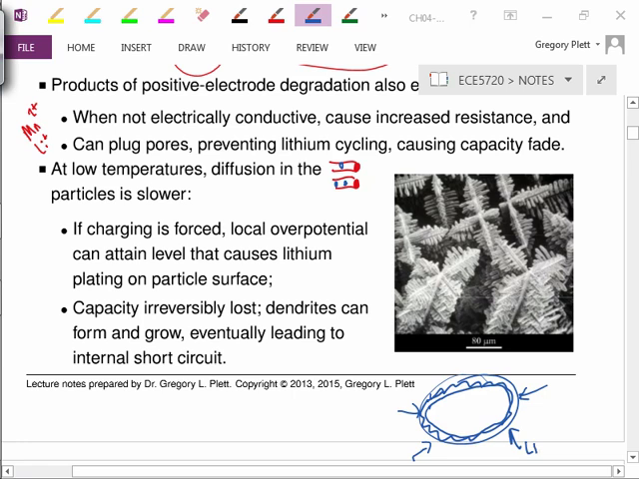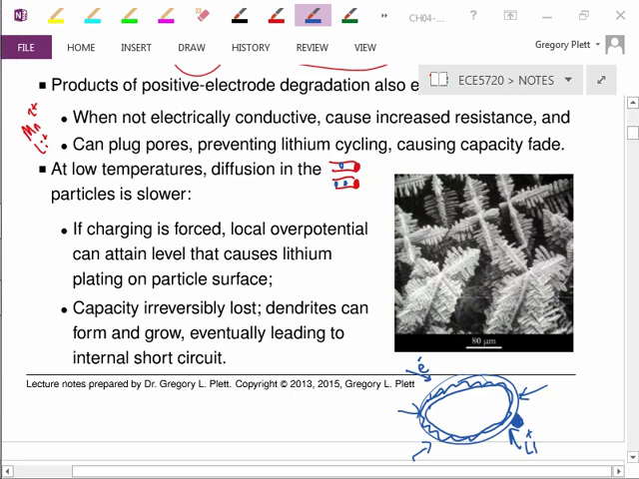Well, all I know is I've got an Li+ here, and I've got an electron, e-, somewhere else, and it's trying to combine. And if it can combine any other way, and I'm forcing it, it will still appear that I'm charging this cell, but in fact I'm not, because lithium is not going into the particle, it's doing something else. One thing that can happen is that the Li+ and the e- become atomic lithium, metallic lithium, on the surface of the particle rather than going into the particle, and that's called lithium plating.